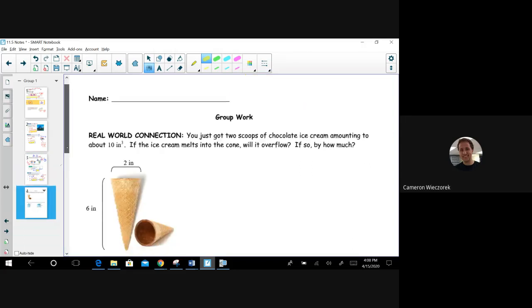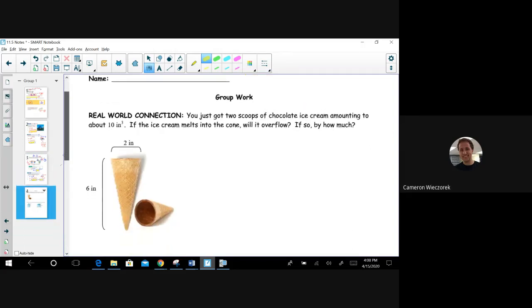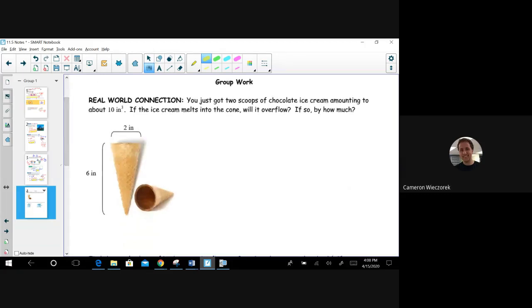A little real world connection. Everybody likes ice cream. Let's just say you got 2 scoops of chocolate ice cream, or pick your favorite flavor, whatever flavor of ice cream you like. And the amount of volume in those 2 scoops of ice cream amounts to 10 cubic inches for both of them together. Okay. Now, say it's a really hot day. You're in July, and your ice cream starts melting into the cone that's holding it.